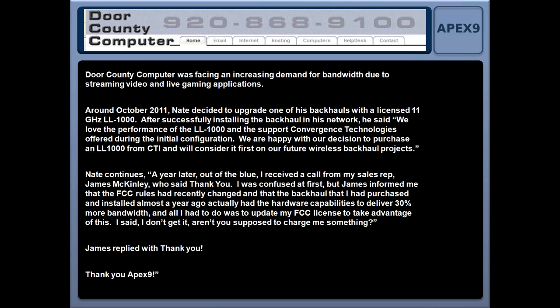So, how has that worked? Well, in the real world, we had a customer back in the fall of 2011 who was upgrading some of their backhauls with our licensed 11 gigahertz LL1000 platform. And he put it in back in October, gave a great testimonial saying, hey, we love the performance and the support of the product and the company. We're very happy with it, and since then he's deployed several other of these backhauls in his network. Well, he got a very pleasant surprise when, about 10 or 11 months after he deployed his link, he got a call out of the blue from his sales rep who just said, hey, you're going to tell me thank you.